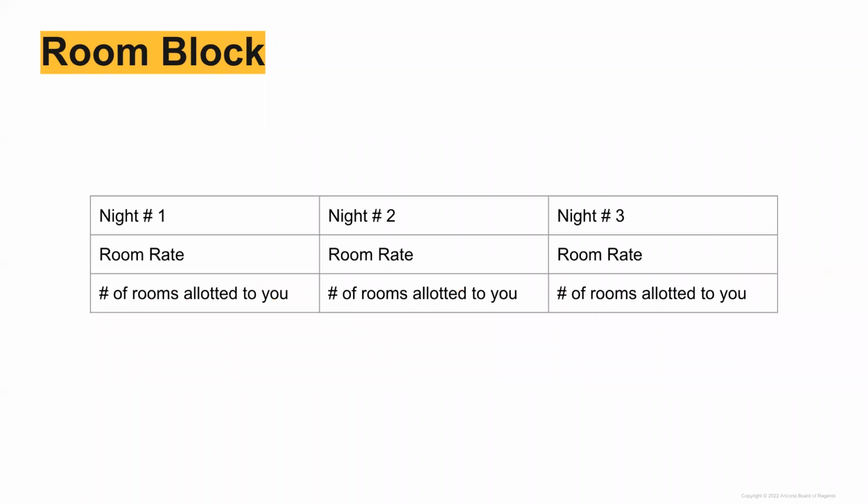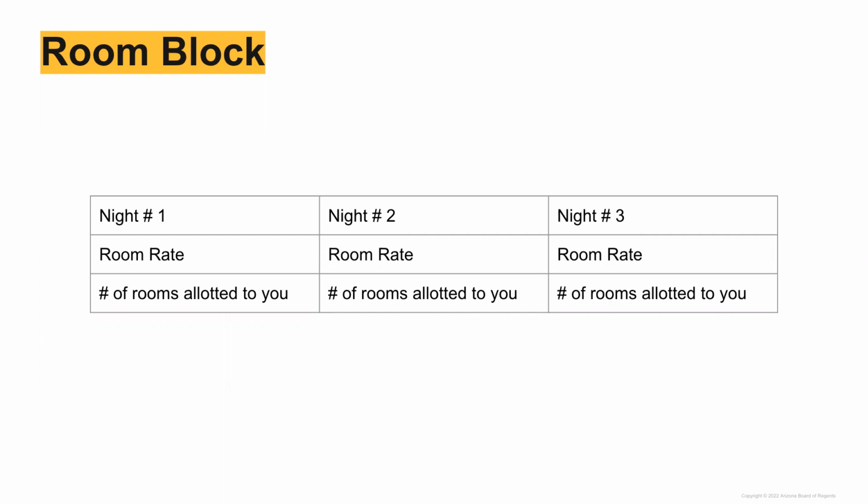So when you get an RFP back, this is generally what it's going to look like. On the top of the page is the date, so night number 1, 2, and 3 are the dates that you have booked. The next thing is the room rate that they are offering you, and then the number of rooms allotted to you based on what you told them.